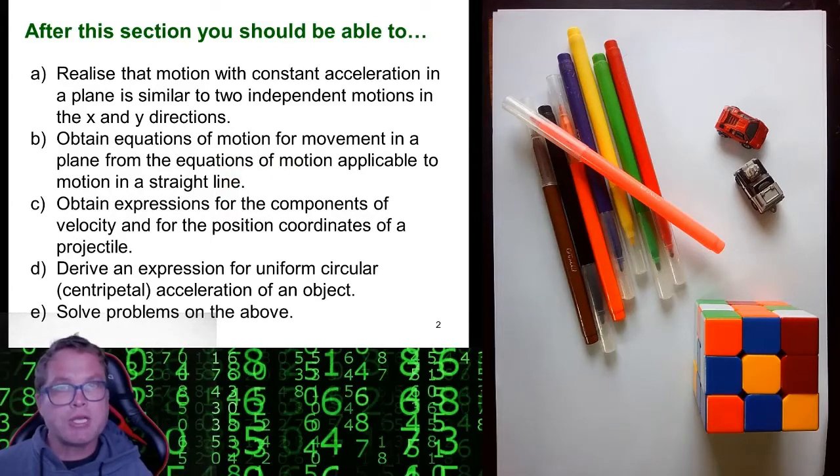And we're also going to come up with expressions for the components of velocity and the position coordinates of a projectile, or an object moving in a two-dimensional plane. And finally, we're going to derive an expression for uniform circular acceleration, or what we call centripetal acceleration, of an object. And of course, you're going to be solving problems on these concepts.